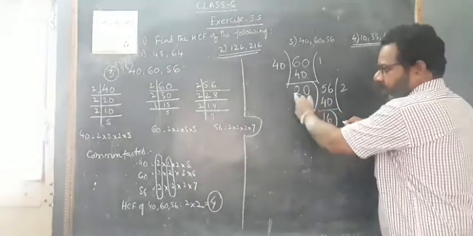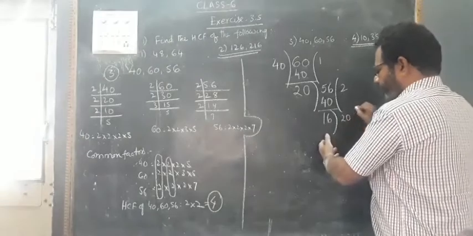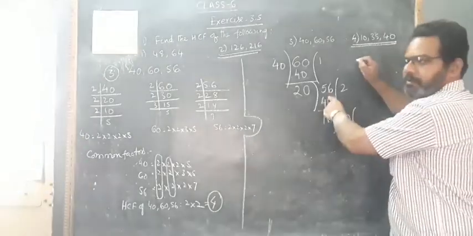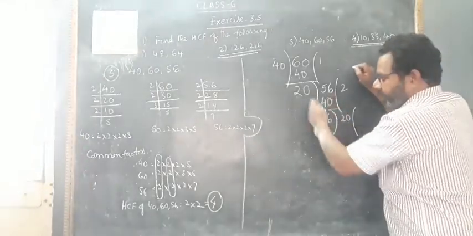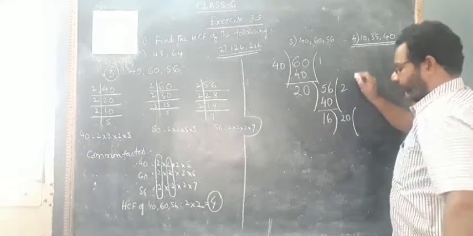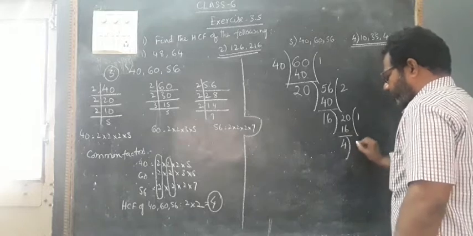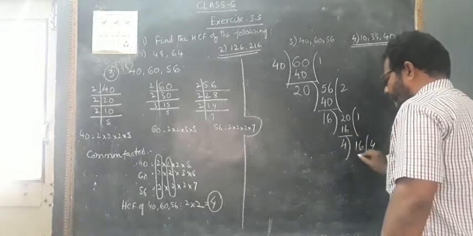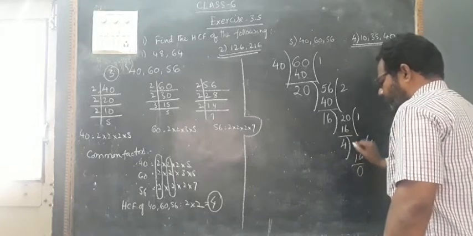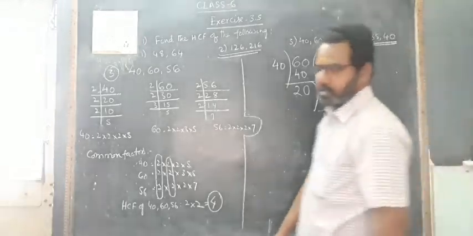With this 16, same procedure. 20. Only one time the third number will be entered. After that again, divide the remainder, divide the remainder. 16 1 is 16. 4 remainder. In 4, 16. 4 4 is 16. 0. So 4 is the highest common factor.